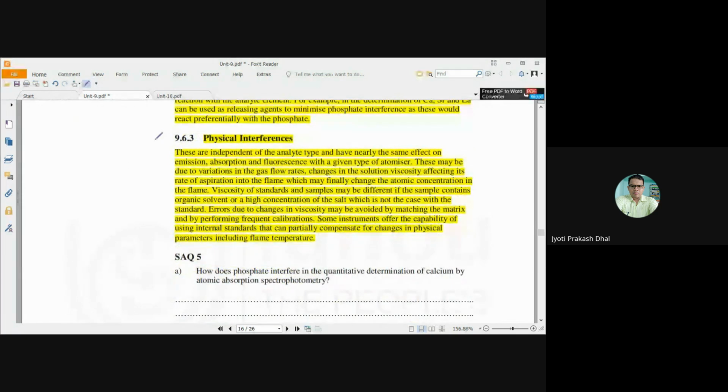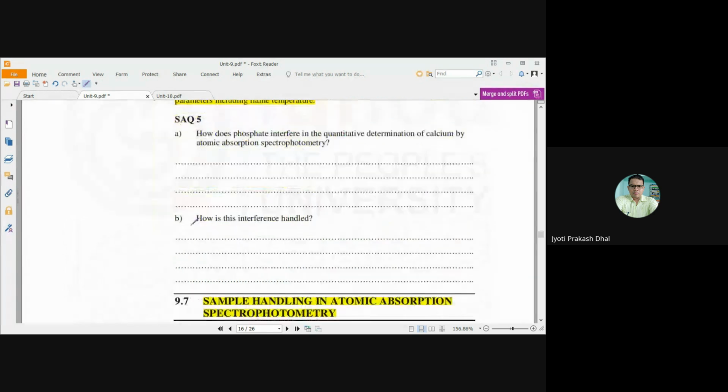Now physical interferences. These are independent of the analyte type and have nearly the same effect as that of emission, absorption and fluorescence with a given type of atomizer. This may be due to variation of the gas flow rate, or changes of the solution viscosity affecting its rate of aspiration into the flame, which may finally change the atomic concentration in the flame.